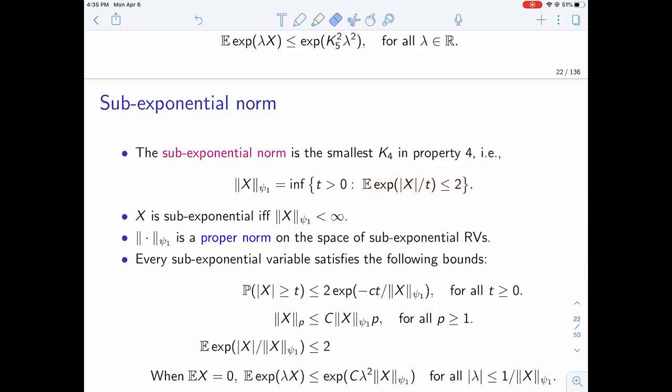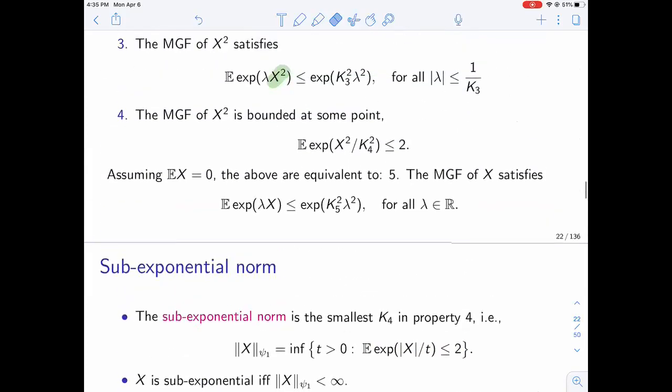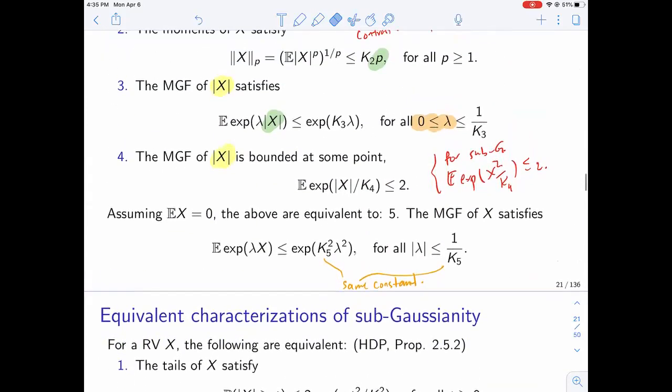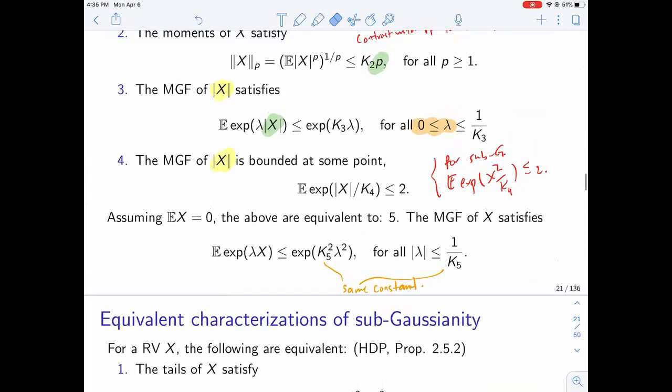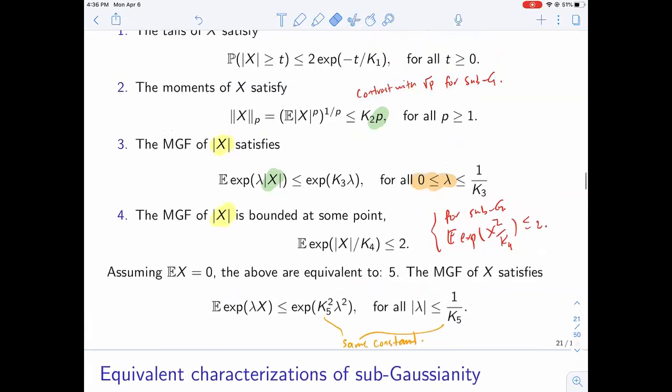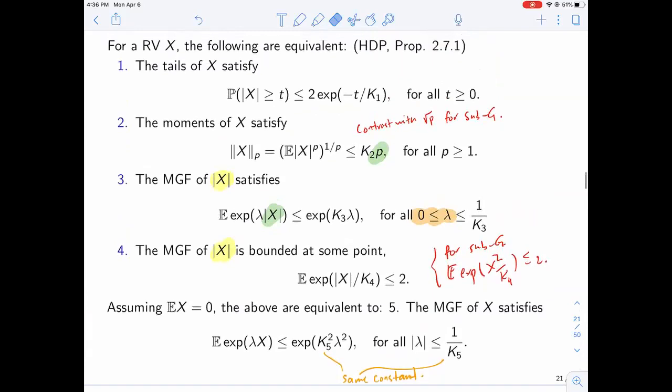So it says that the characterizations are equivalent to this number 5 when the mean is 0. Does that mean that to check if x is sub-Gaussian, we have to apply these to x minus its mean? So you have to apply 5 to x minus its mean. But for the other ones, you can just apply them to x itself.